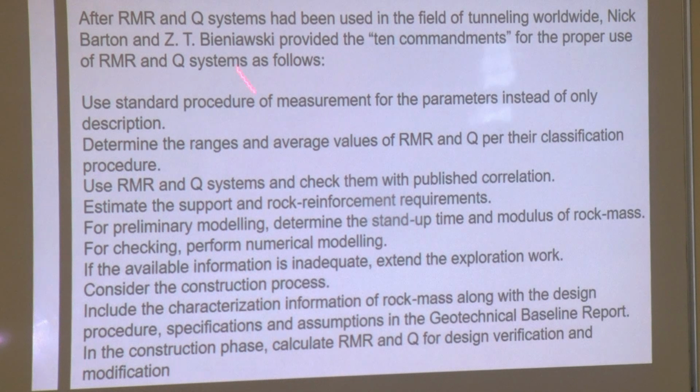See their comments. Use the standard procedure for the measurement of the parameter instead of only description. It means they are telling that you should overcome the subjective approach; you should take an objective approach. Determine the range of average value of RMR and Q for their classification procedure, not the exact value. Use the RMR and Q system and check them with published correlations, meaning with the large database already produced, you try to correlate. Estimate the support and rock reinforcement requirement. These are the things you will go through.